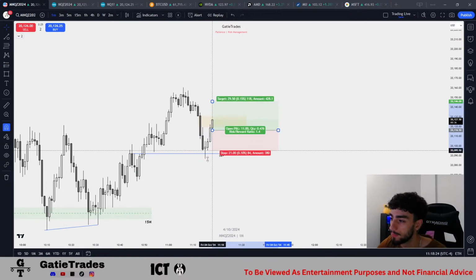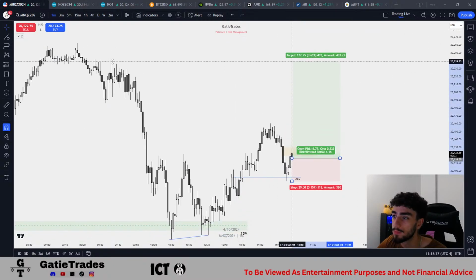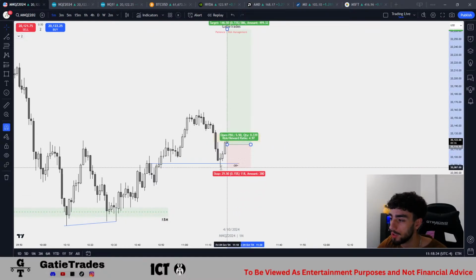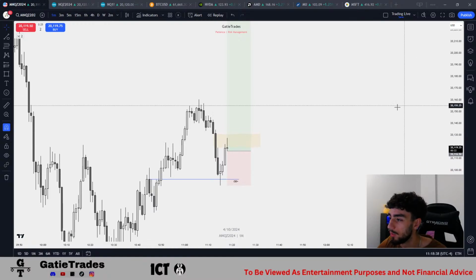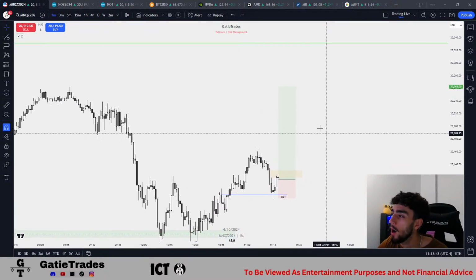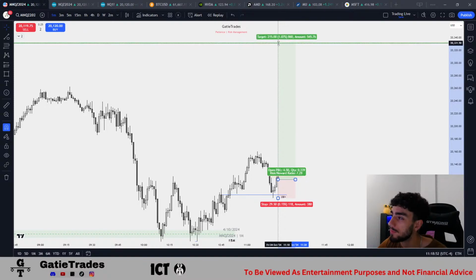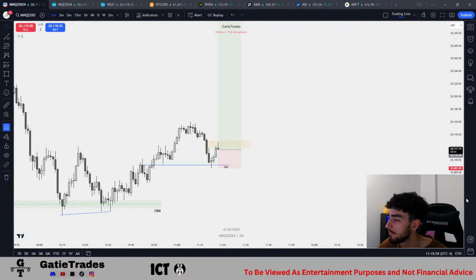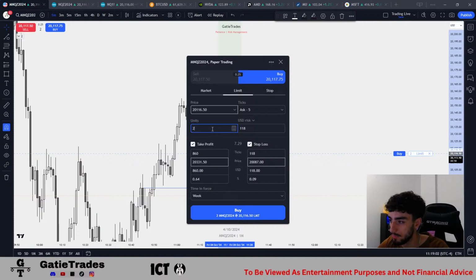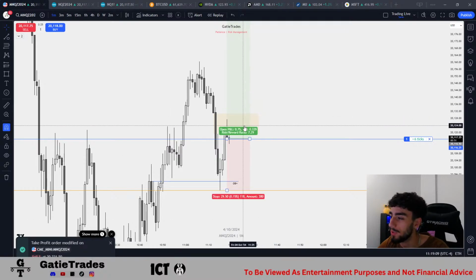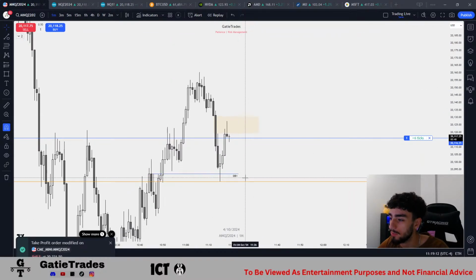Put a paper trade on here. We'll put one paper trade on here just for fun. Although we did not even get the inversion. If anything, I should short this, but it's more fun to go long because the TP is better. All right, we're in a paper trade. We'll see if this plays out. I'm not even going to stay here and wait.